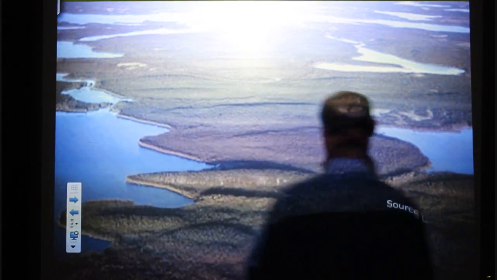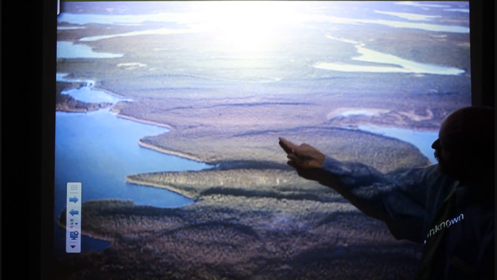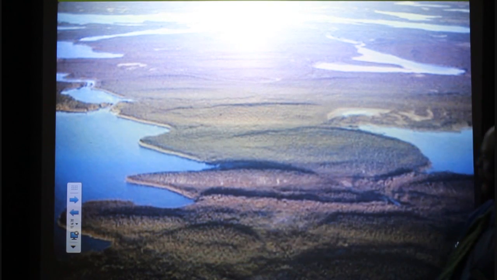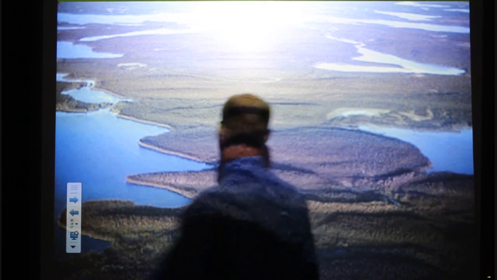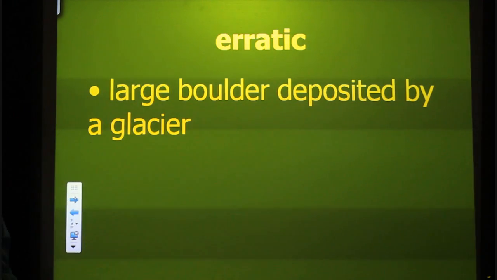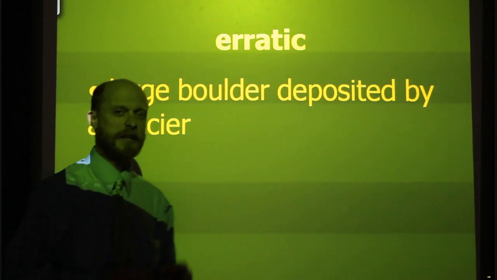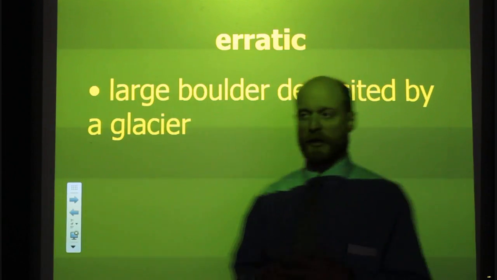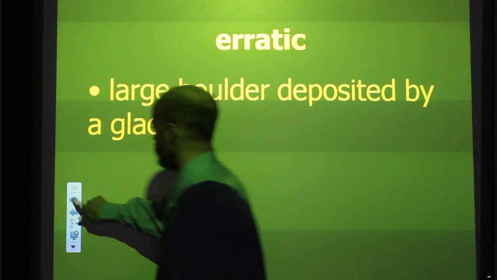This is in Canada, and again, you see them here, here, here. Glacier moving that way. Most likely, yes, most likely that way. Maybe that way, not that way. An erratic, a glacial erratic, is a large boulder deposited by a glacier. We got to see some pictures of these.